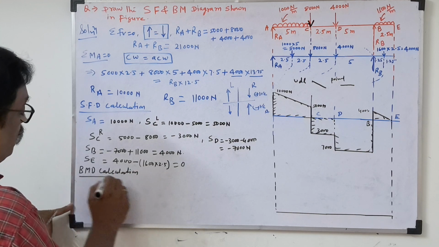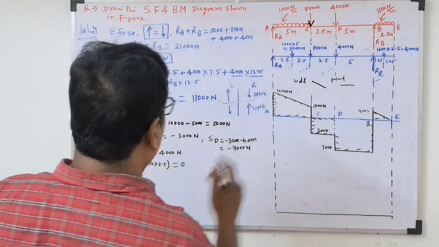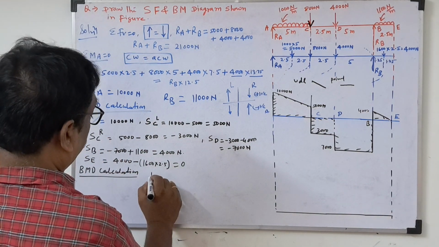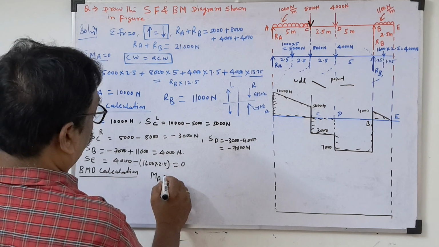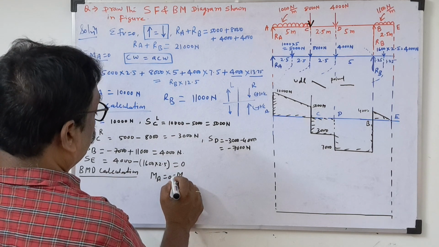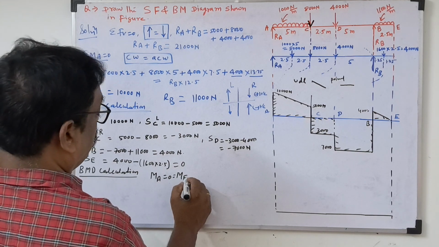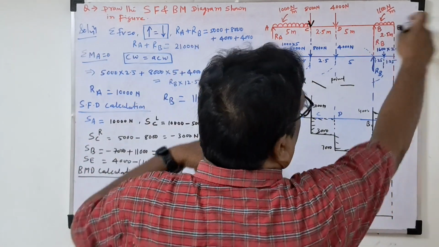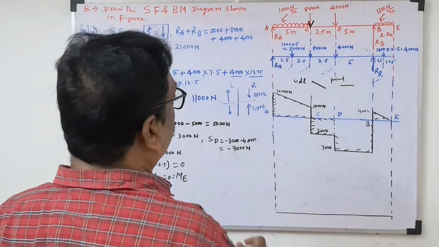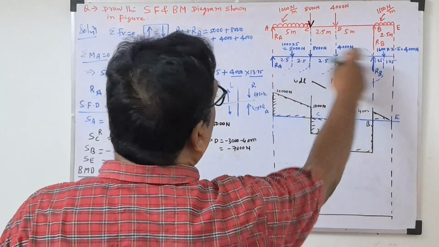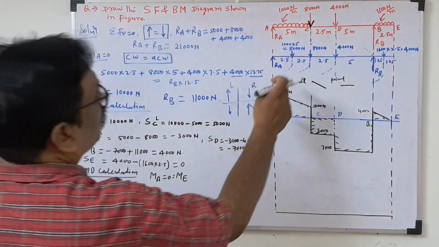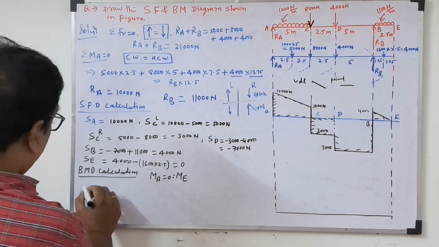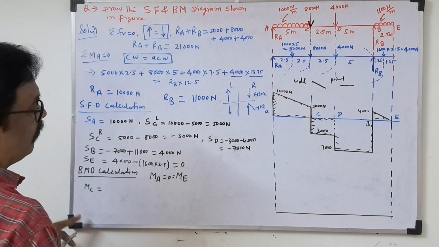Okay. So bending moment at A and E will be 0. Bending moment, or M, just simple writing, MA will be 0 and equal to ME. So bending moment at A and bending moment at E will be 0 because this side no load, this side also no load. Remaining we will calculate. So now we'll take the bending moment for C, MC.